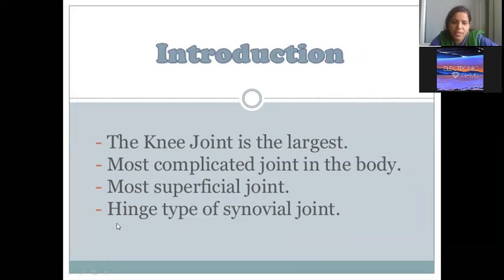So, what type of joint is it? It is a hinge type of synovial joint. So, can you tell me what are the bones which take part in the formation of this joint? Imad, what are the bones participating in the formation of the knee joint? The femur, the tibia and fibula.